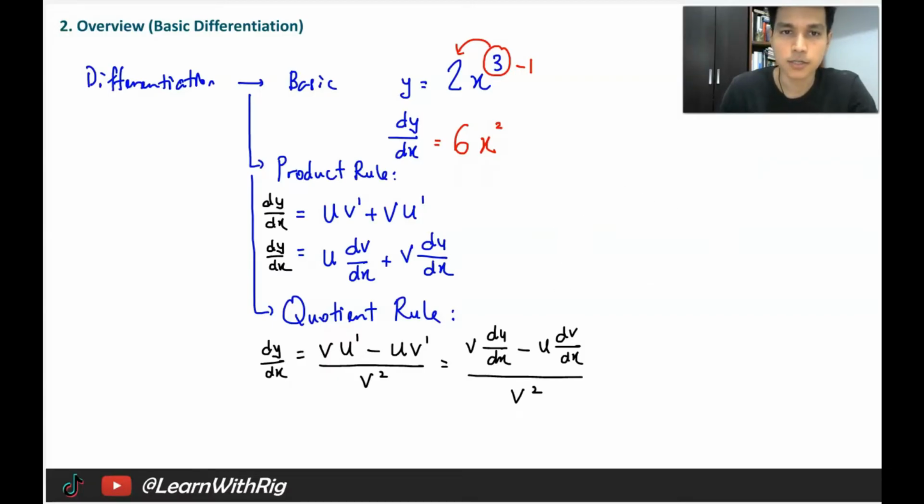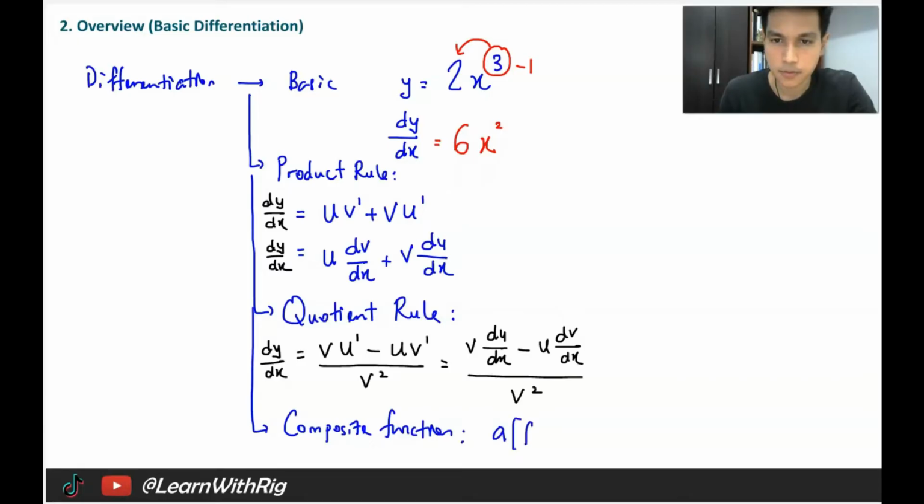So next, the last one I'm going to highlight here, let me write here, is the composite function. When you have a composite function, for example, f(x) to the power n. Let me give you an example. Let's say you encounter a question like this: y equals x square, x plus 1 squared. How are you going to solve this?